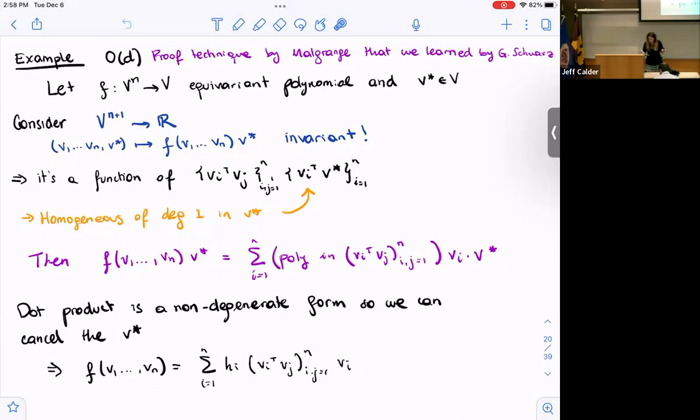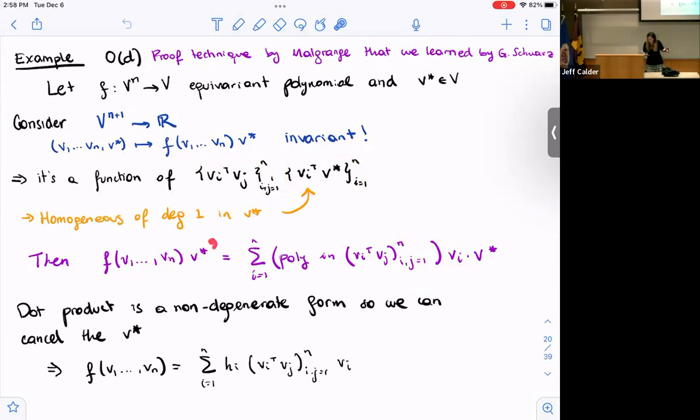In the case of the OD that I explained before, it's a function of the inner products: the original inner products that I had before, and the inner products with the new vector that I introduced, right? So this function over here is actually a homogeneous polynomial of degree 1. Then I should be able to write it as a polynomial combination of the original things and these new inner products that generate the invariants.